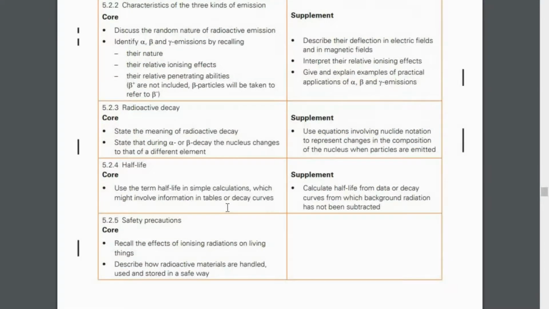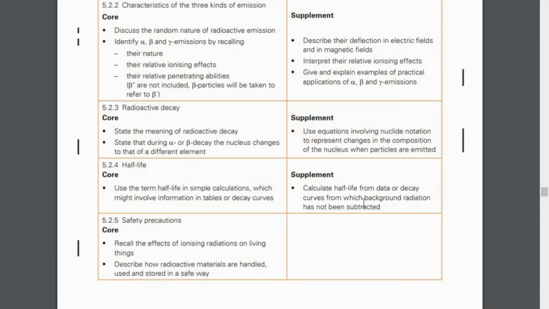All right. We also talked about the equations, the alpha, beta, gamma decay equations. Today we're going to talk about the concept of half-life. We have to understand what goes on when we talk about half-life. So let's see what's written here. Use the term half-life in simple calculations which might involve information in tables or in decay curves, and calculate half-life from data or decay curves from which background radiation has not been subtracted.